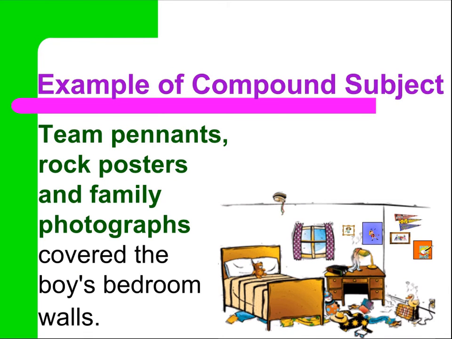Here's a sentence that has a compound subject. Team pennants, rock posters, and family photographs covered the boys' bedroom walls. In this sentence, we have a compound subject. All of this is the subject of the sentence. It's kind of like a list. So we see a comma and a conjunction, the word and, grouping all those together. We can't separate them if there's a conjunction, so it's a compound subject.